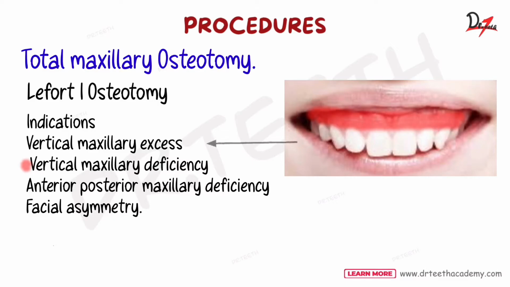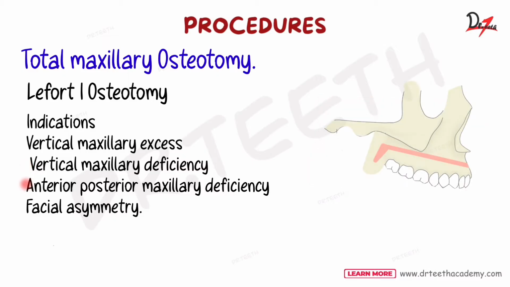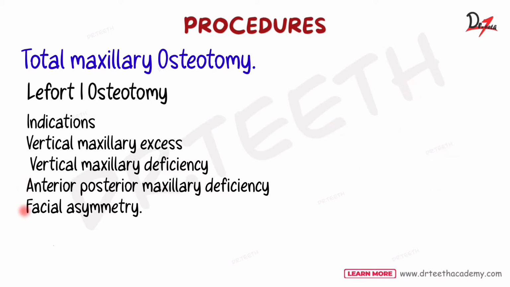Basically, this is a case of vertical maxillary excess, or in case of vertical maxillary deficiency, where the maxilla is vertically small, leaving an anterior open bite, or anteroposterior maxillary deficiency, so we can move the segment forward, or also in cases of facial asymmetry. Okay, so let's see the procedure.